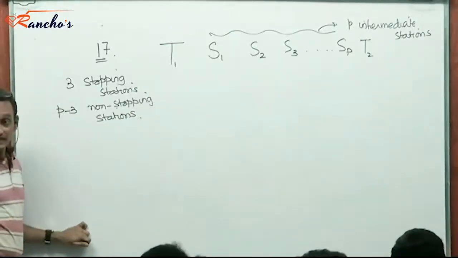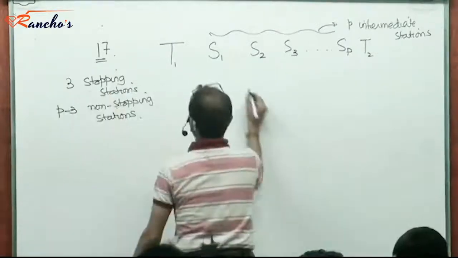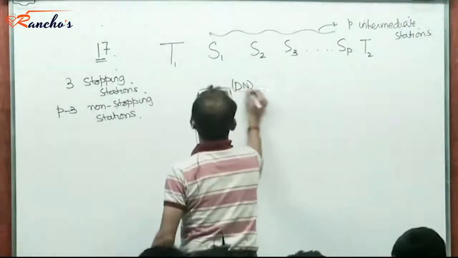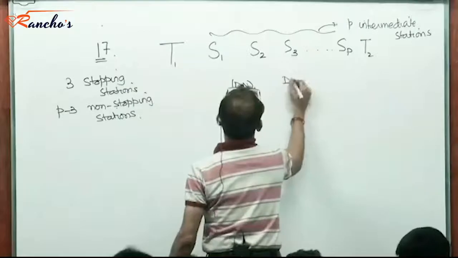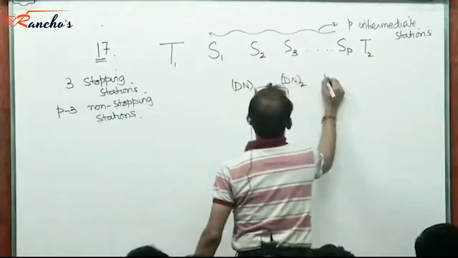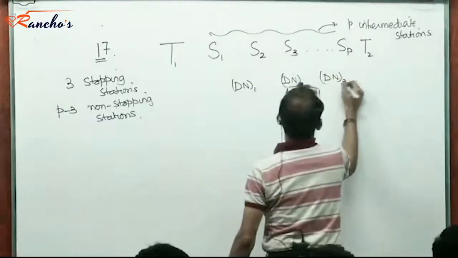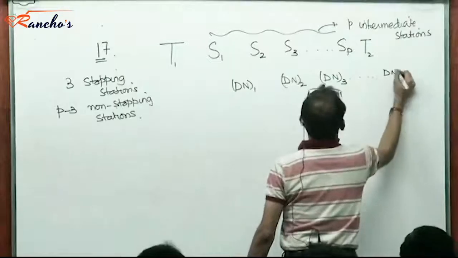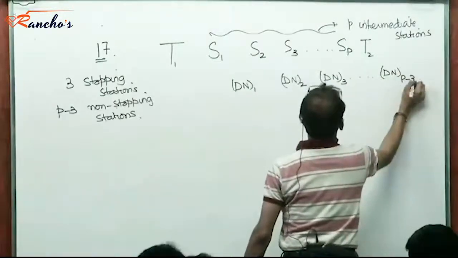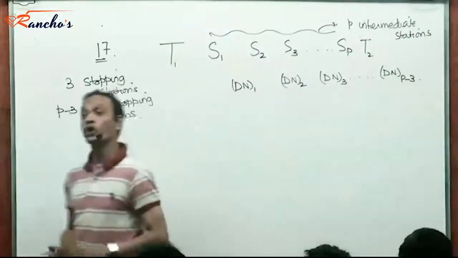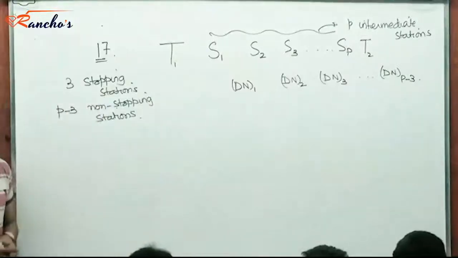Does not stop at these stations. So how many are they? DN1 does not stop station. DN2 does not stop station. DN3 does not stop station. DN P minus 3 does not stop station. These are the non-stopping stations, right?